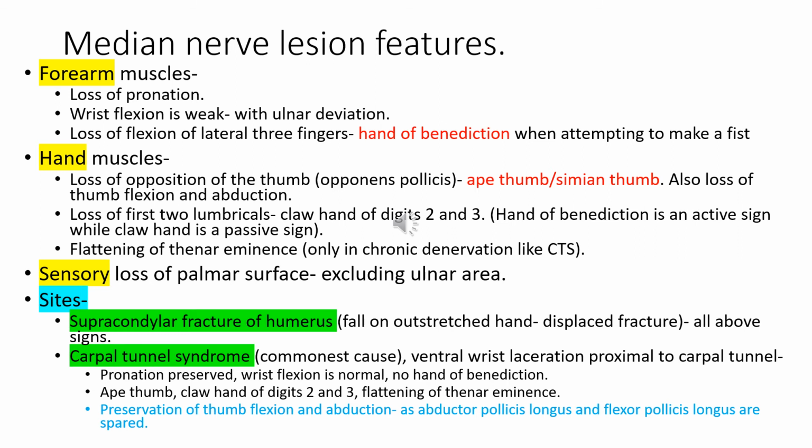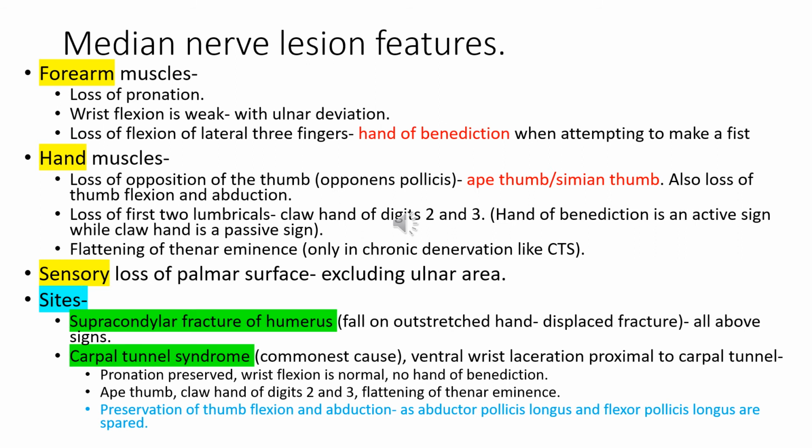Now there is a weakness of wrist flexion. There is no total loss of wrist flexion. This is because the wrist is also flexed by muscles innervated by the ulnar nerve. That is, in fact, flexor carpi ulnaris and the ulnar part of flexor digitorum profundus are supplied by the ulnar nerve. So wrist flexion is weak and not impossible, and because of the action of the ulnar nerve there will be an ulnar deviation during wrist flexion.